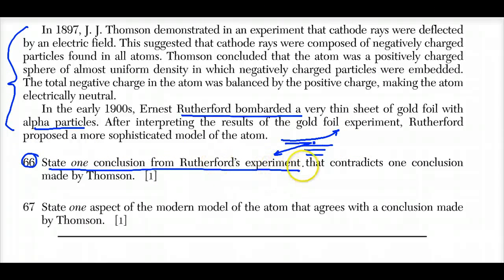But back to the question. State one conclusion from Rutherford's experiment that contradicts one conclusion made by Thomson. Well, what did Thomson say? He said cathode rays were deflected by an electrical field. He suggested that cathode rays are composed of negatively charged particles found in all atoms. He concluded the atom was a positively charged sphere of uniform density. Whoa, that's a little bit different from what Rutherford found. Rutherford found it was not a uniform density. Most of all the mass was where? In the nucleus. That's why the alpha particles never hit anything except on very small occasions.